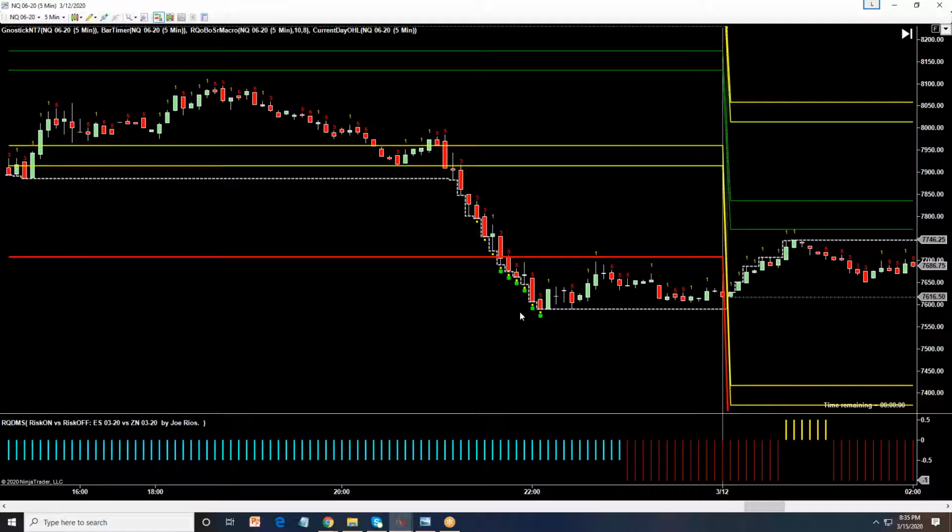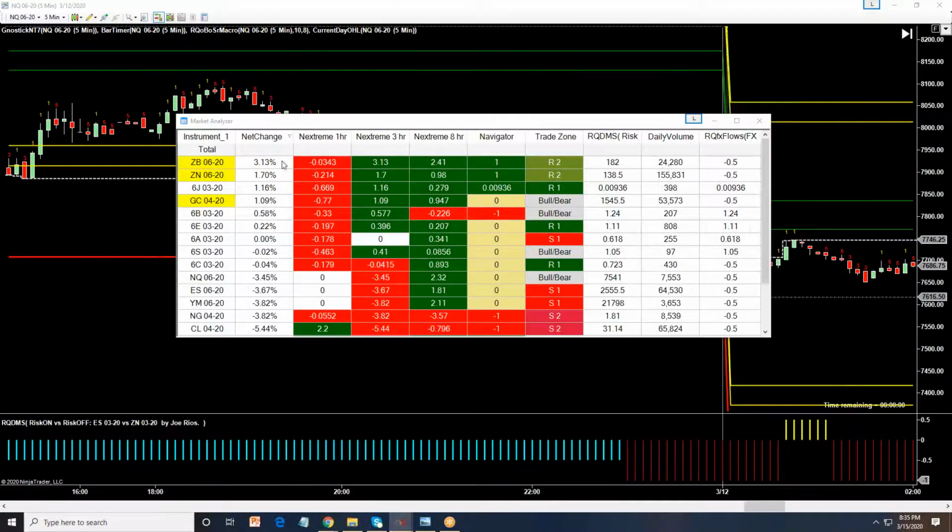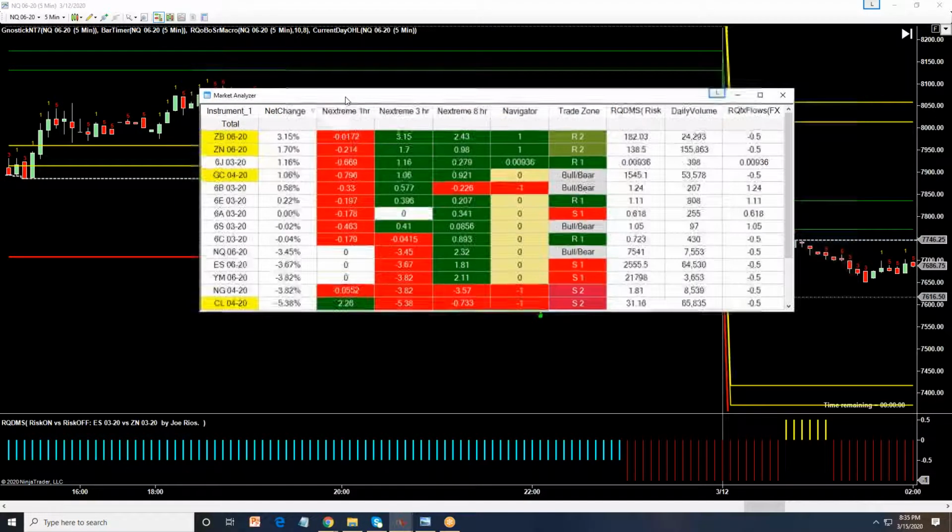So again, that would be the RQ OBOS. Now the next one we're going to talk about, we got 2 left, is going to be the RQ Tech, and this is built into NinjaTrader's Market Analyzer. And the RQ Tech is going to show me market trends.